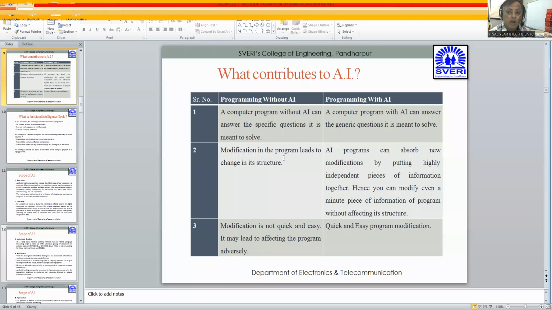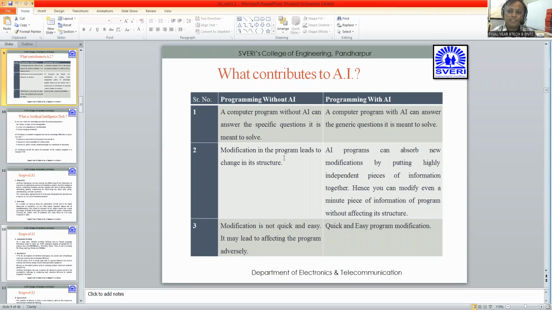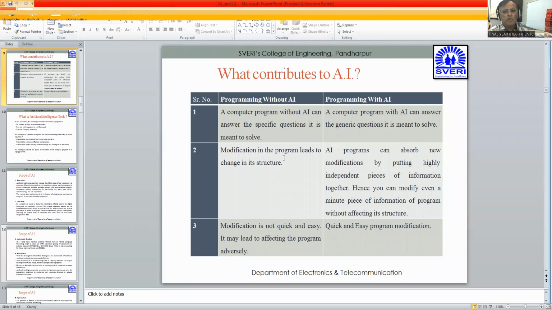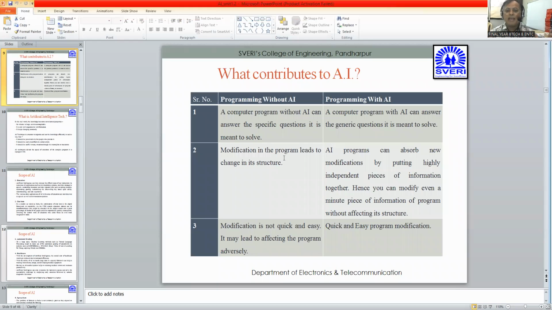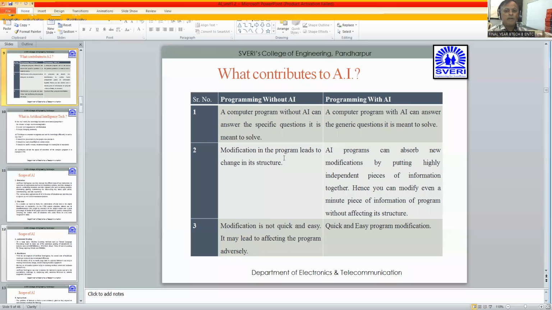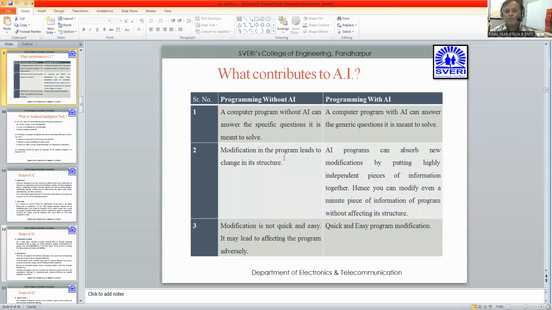And how can it absorb the new modifications? It can easily absorb them because it puts independent pieces of information together, not dependent ones. When you have dependent modules, if one module changes, the other module automatically changes because they are dependent. But AI programming is such that it puts all the independent pieces together, that is, of the information that is gathered.